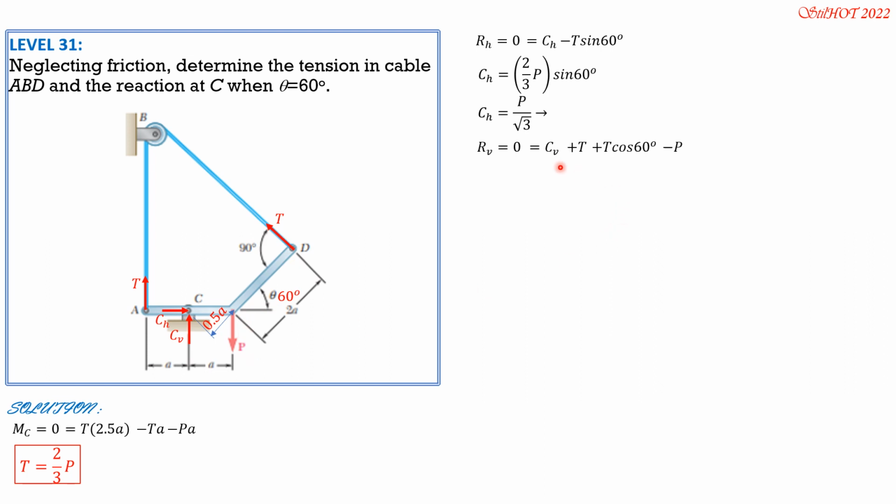So 0 equals C sub V plus 1.5 T, and T is 2/3 of P, then minus P. So C sub vertical is 0. So that means the reaction at C is just CH, and it is P over square root of 3 rightward.